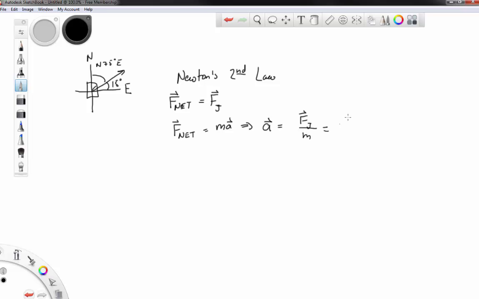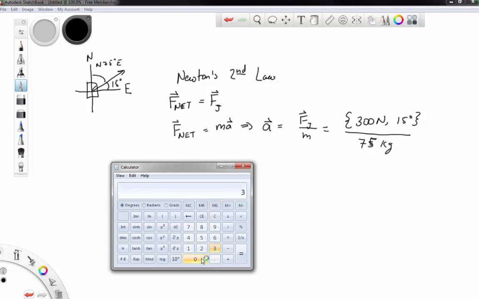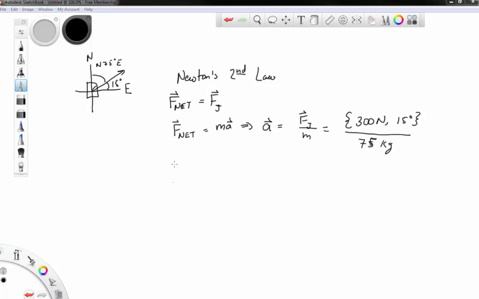divided by this mass. So again, the force was 300 newtons, 15 degrees. And the mass of the box this time is 75 kilograms. So 300 divided by 75 should give us 4. So our acceleration in this case should be 4.0 meters per second squared at 15-degree direction. So 15-degree direction basically means that the box is going to accelerate this way at 4.0 meters per second squared.